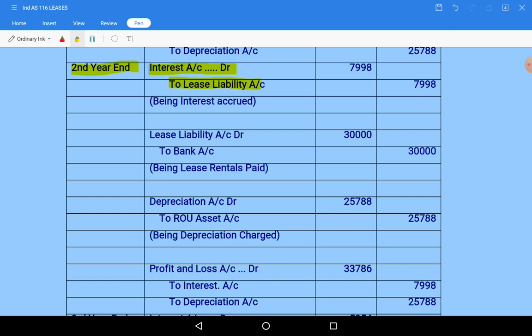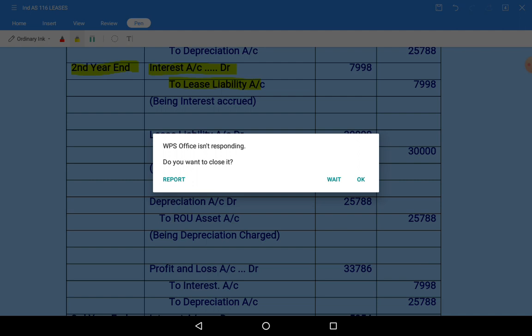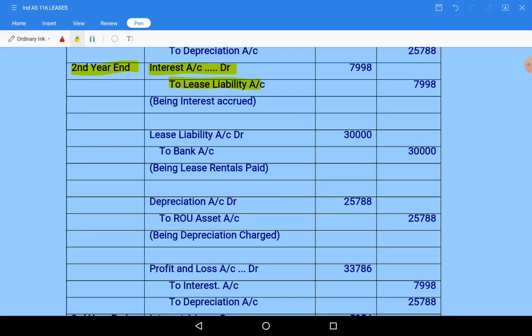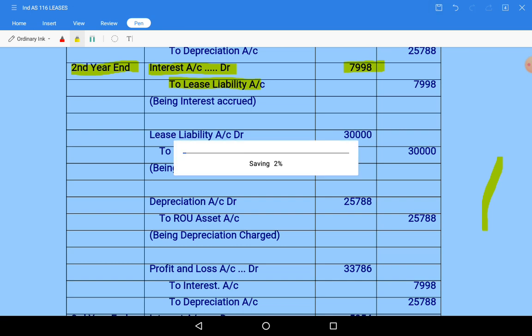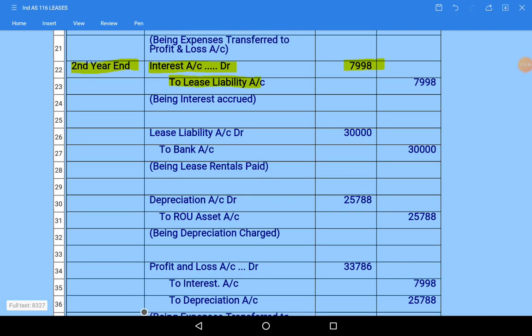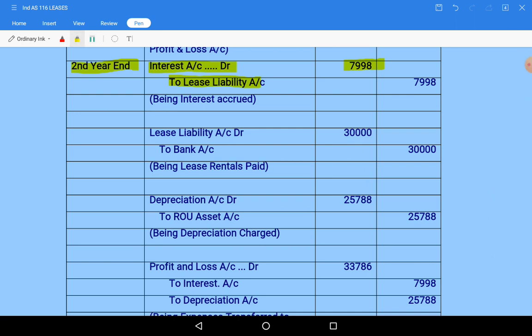Depreciation by SLM method, so every year it will be same, 25,788. And lastly interest and depreciation being expenses will be transferred to P&L. So we are discussing how it will be recorded for the next years. So interest 7,988, then lease liability to bank account 30,000.